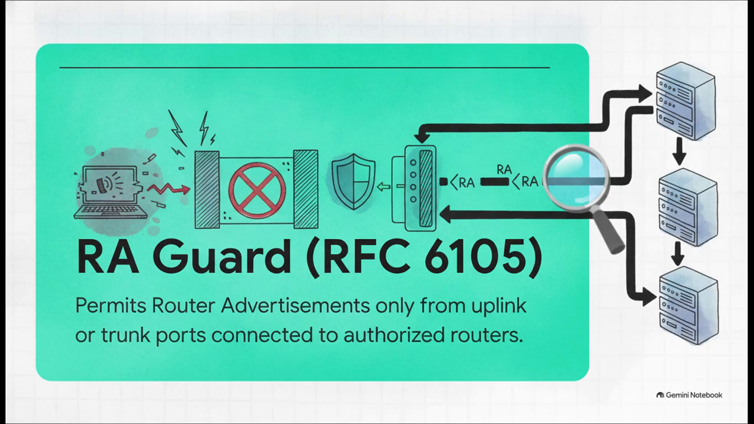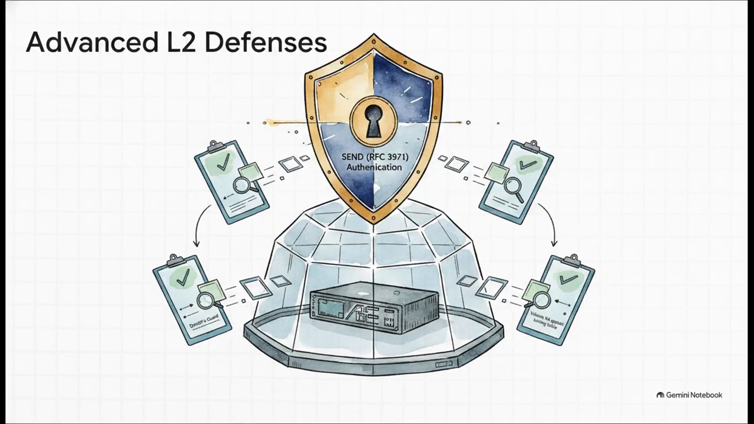It just definitively stops a rogue device, whether it's accidental or malicious, from hijacking your local subnet routing and quietly redirecting your local traffic. But RA Guard is really just the starting line. You have to systematically lock down the local segment with advanced internal defenses.